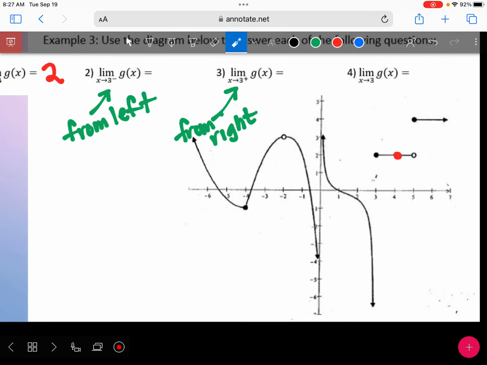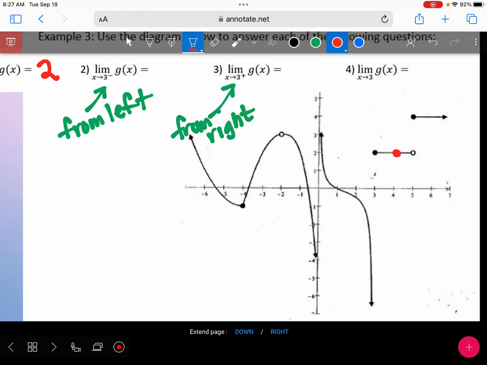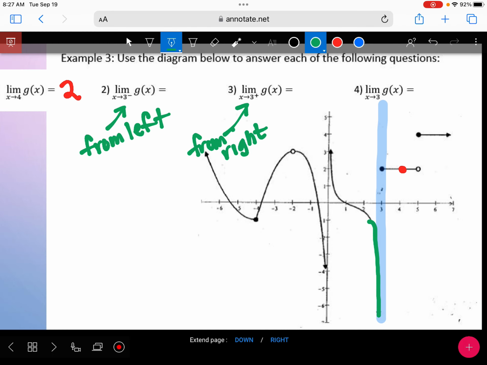If I were to draw a line, this little blue wall here, what is the graph doing on the left? The left side of the wall is going down. Would you agree? Yeah. Right at that blue wall, on the left, it is going down. So what's the limit on the left? Negative infinity, because it's going down. But on the right side of the wall, it's constant. It's just hitting the wall right here. So the limit would be 2.